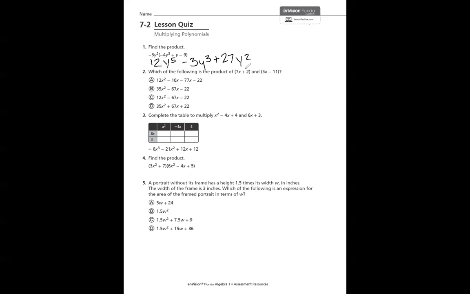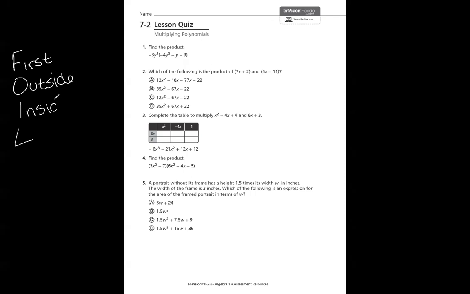Now in number two, you'll notice that we have two groups of binomials, and this is where I'm going to show you FOIL as well as the box method. So let's just quickly talk about what FOIL represents. With FOIL, we take each letter of the word, and each letter represents a word. FOIL represents first. O is going to be for outside. I is inside. And L is last. So when we say first, that means the first term in each binomial.